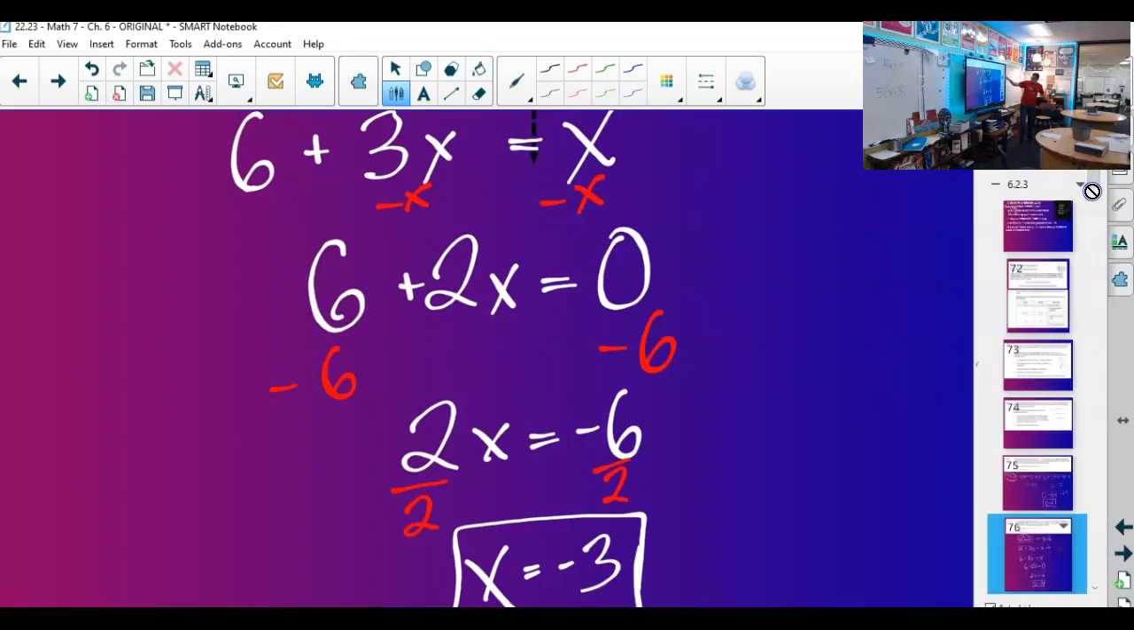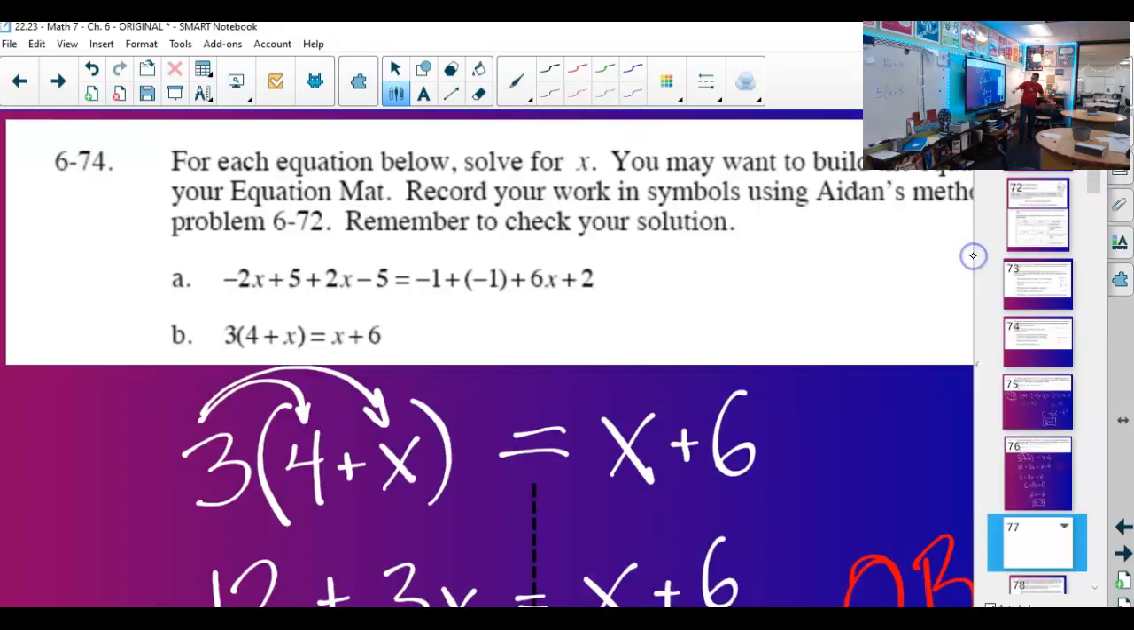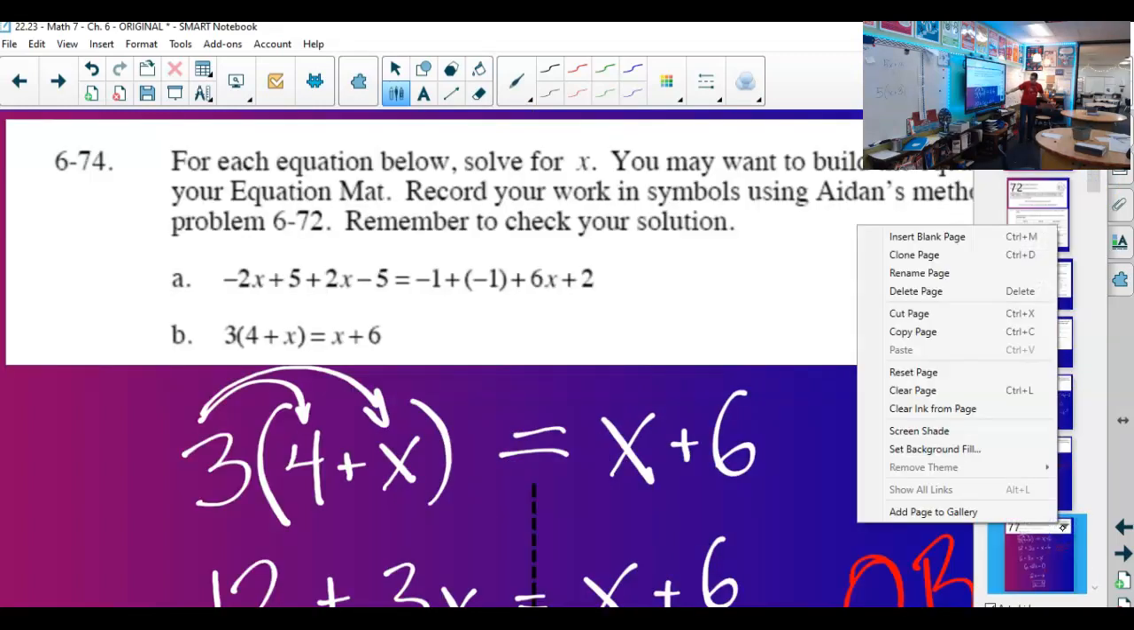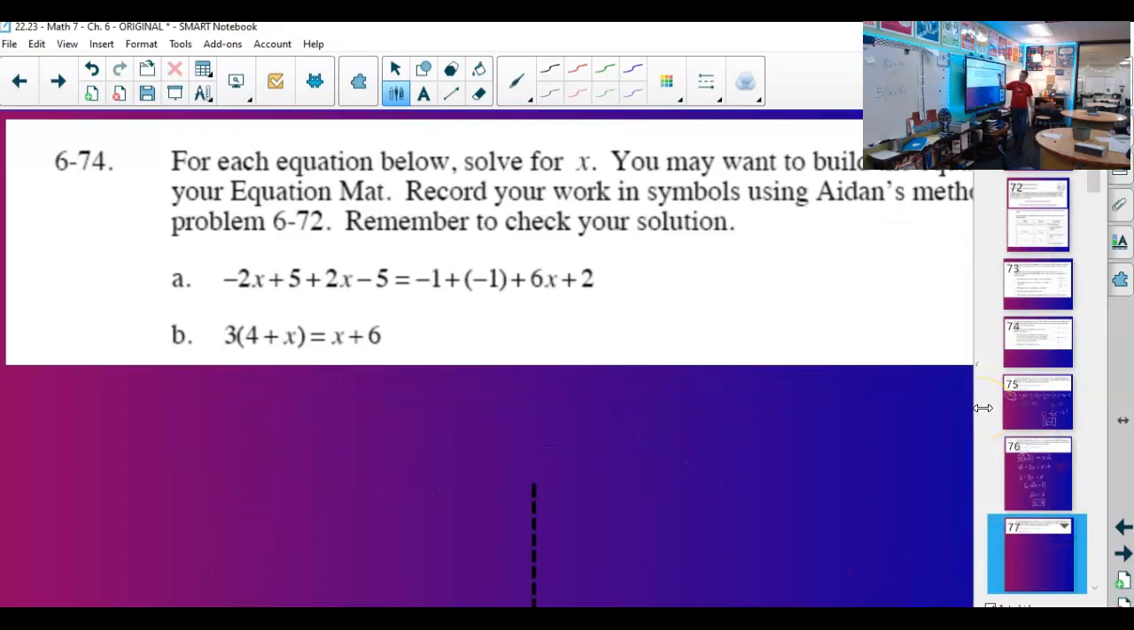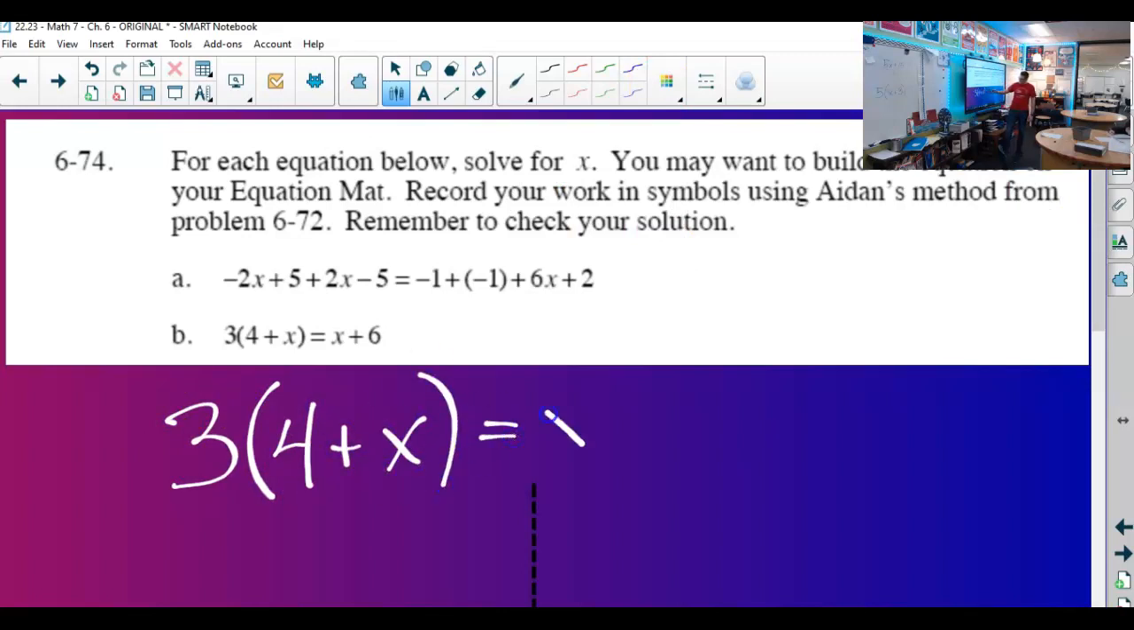Everybody, because we're going to clone this page, everybody copy that problem down again. So we're going to start all over. 3 times 4 plus x equals x plus 6. Guys, I should see everyone with a pencil in their hand copying this down again. I have a better way. Do the distribution that you already know how to do because we did it last time.